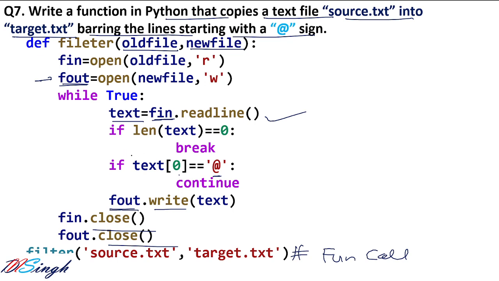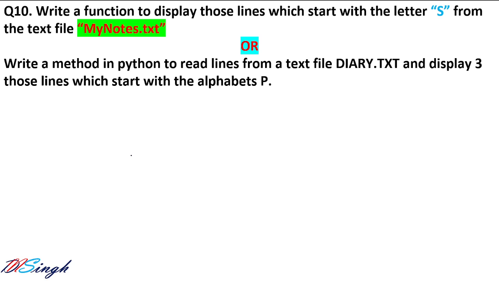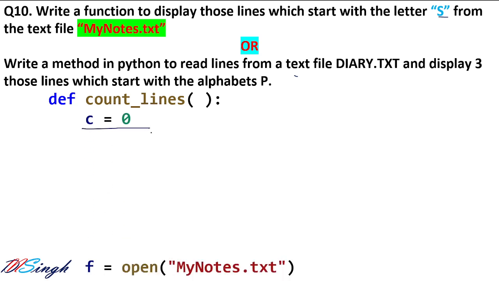Next is: write a function to display those lines which start with letter S from the text file mynotes.txt. Starts with letter S. We have already covered this question, but still we will see it again. This is what you are going to do. Function display or count, anything you can do. So we have maintained a counter here.